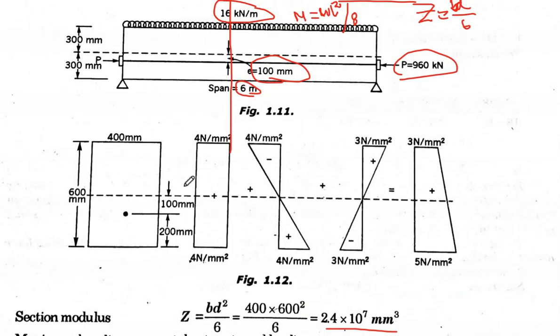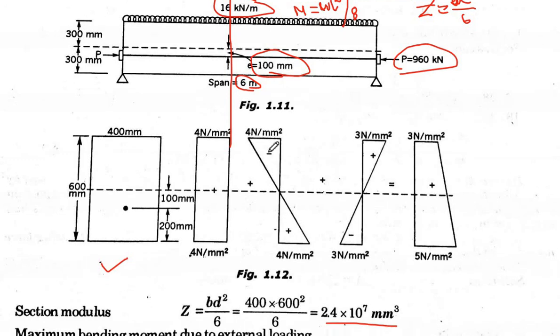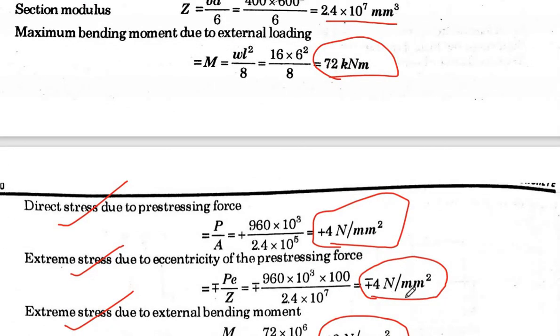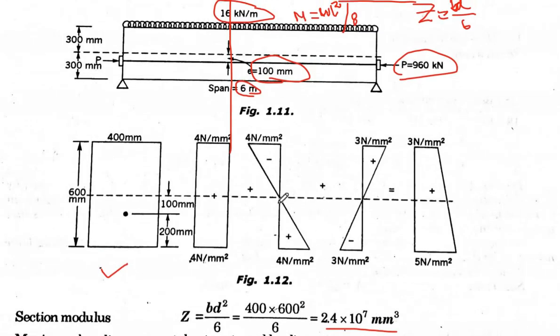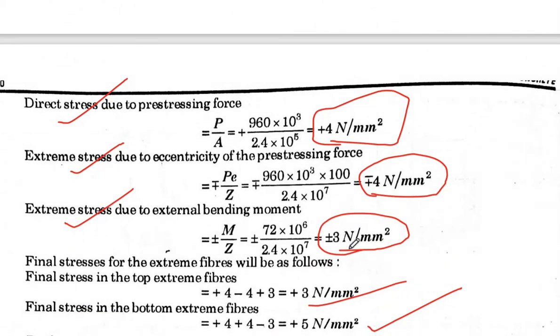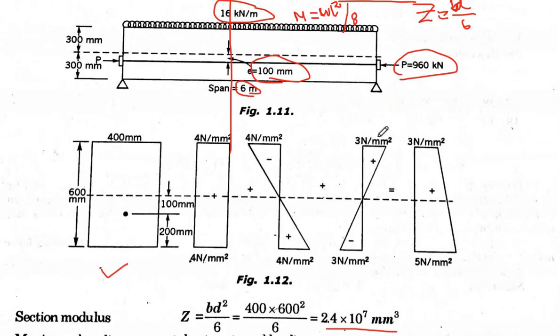So this is the stress diagram. After calculating the stresses, you can draw the stress diagram where this is the basic cross section. Then we have the stress due to this direct pre-stressing force. Due to the pre-stressing force, the direct stress is 4 at the top and the bottom, uniform. Then we have the minus plus PE by Z, which we calculated to be 4, so minus 4 at the top and plus 4 at the bottom, and the M by Z was calculated to be plus minus 3. So that is plus 3 compression, minus 3 tension.